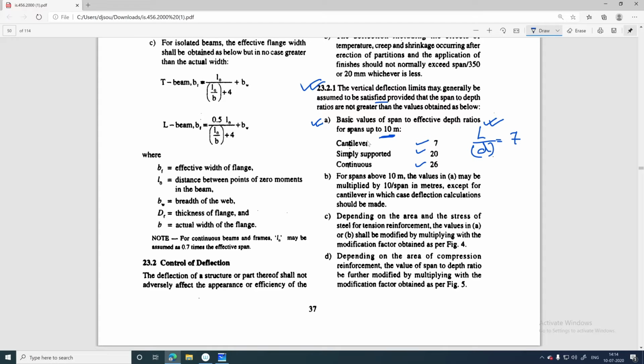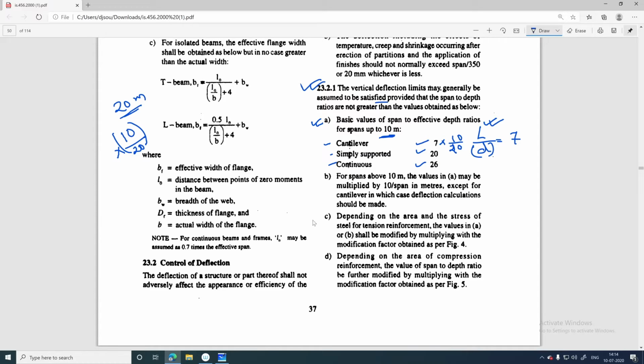That means what? Suppose the span value is 20 meter. Now we need to convert this value which is given in A by multiplying by 10 by span, that means 10 by 20. This particular thing we need to multiply with these values depending on the support condition. So suppose this is a cantilever one, you multiply with 7 into 10 by 20. Suppose it's simply supported, then 20 by 20, in this way, because the support condition is given, or you can see the diagram.